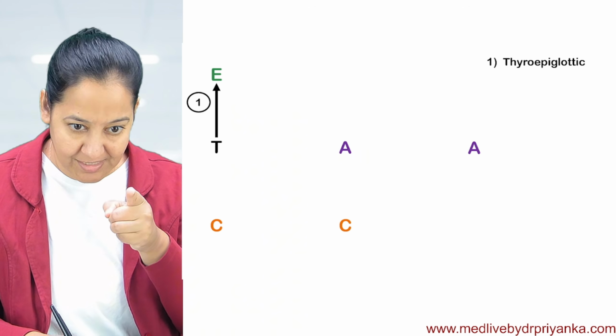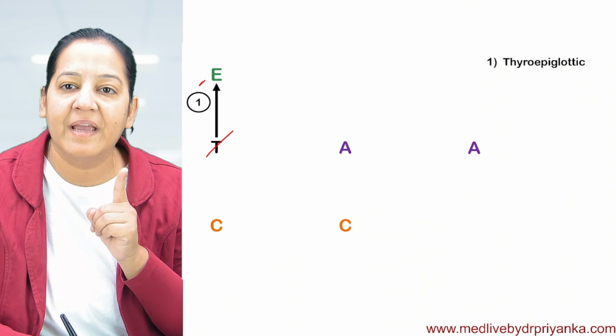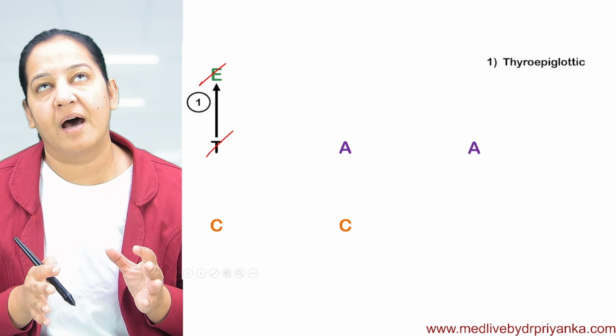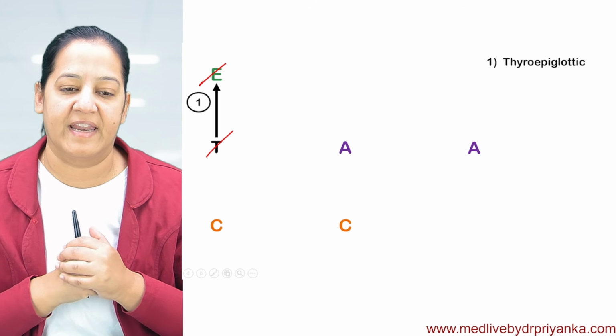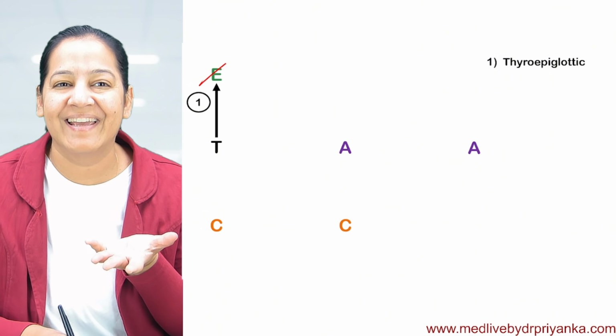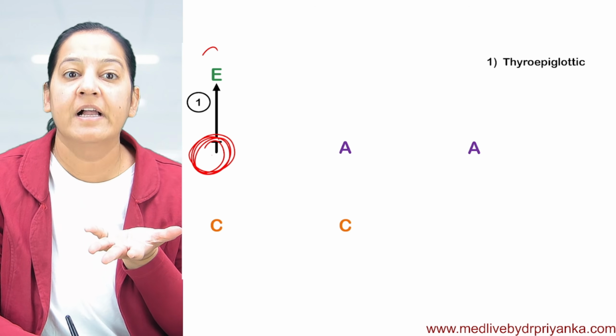So what is the name of this muscle? The name of this muscle is thyroepiglottic. The names of the muscles are very simple. The name of the muscle is the names of the 2 cartilages it is connecting. Which 2 cartilages is it connecting? It is connecting the thyroid with the epiglottis.